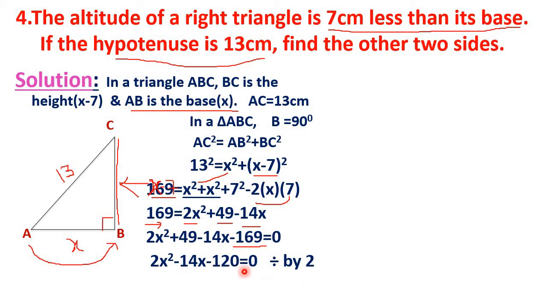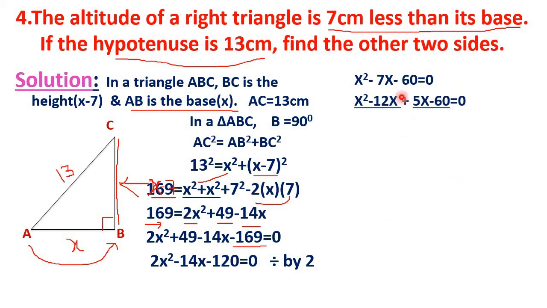Now we can divide the given equation by 2. If you divide the given equation by 2, 2 ones are 2, 2 sevens are 14, 2 sixes are 12, 0. Now this equation is in the form of a standard equation. Now let us solve this equation.